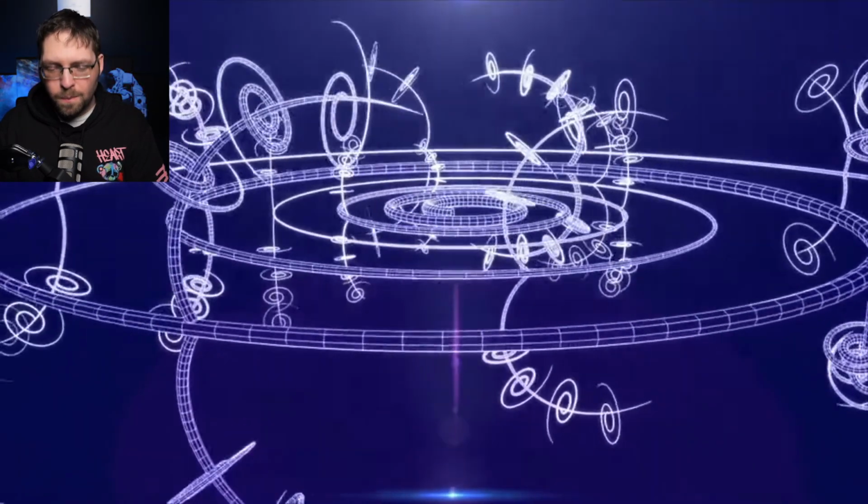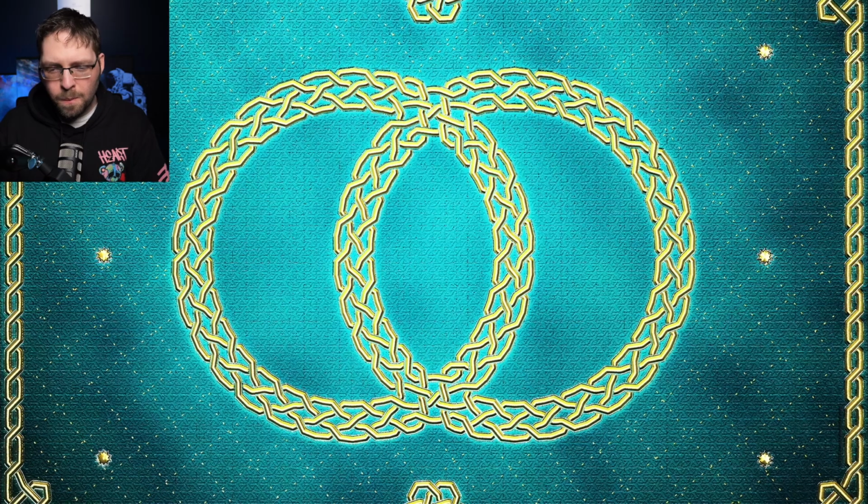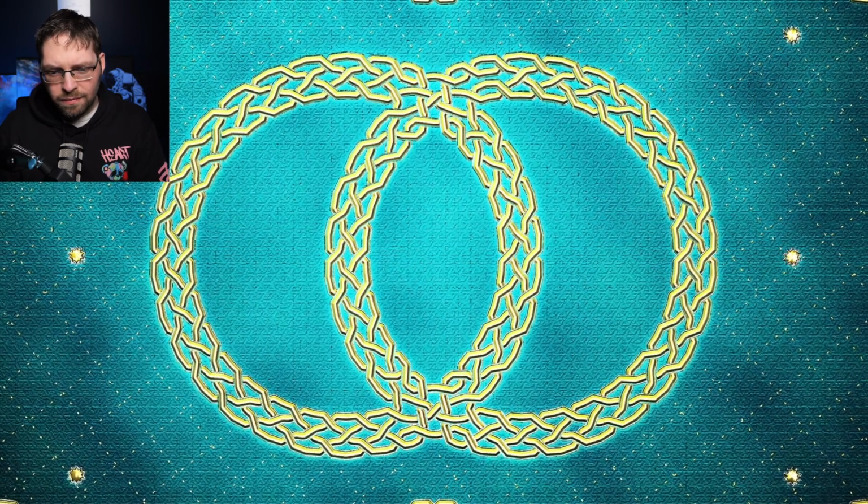The last thing that we'll talk about here is the Vesica Piscis. It looks like a Venn diagram. It's two circles that are interlocking.